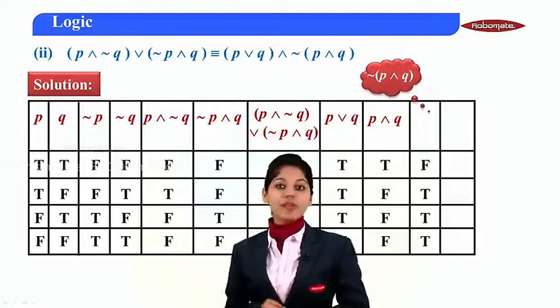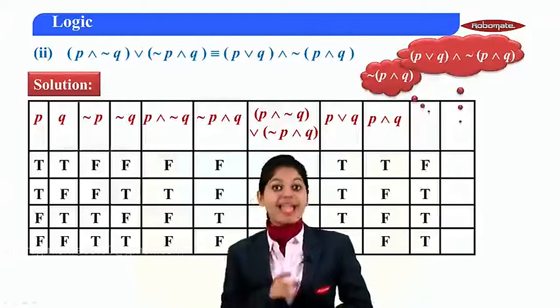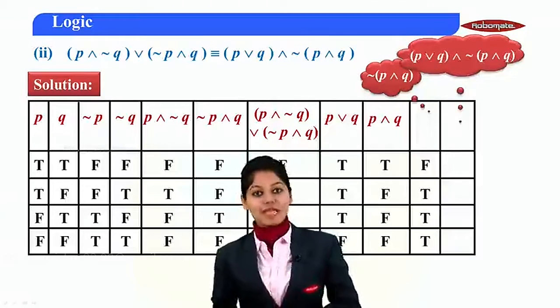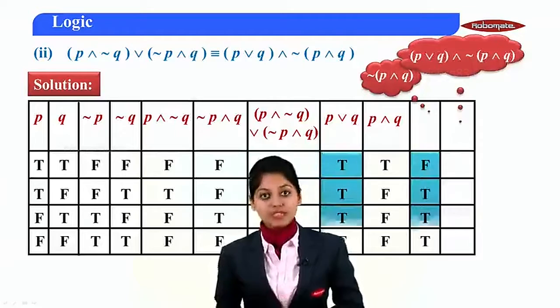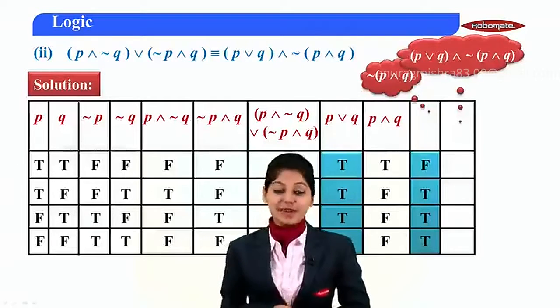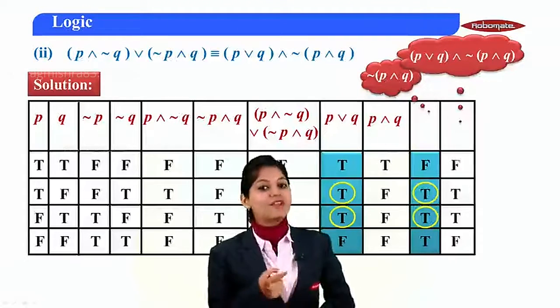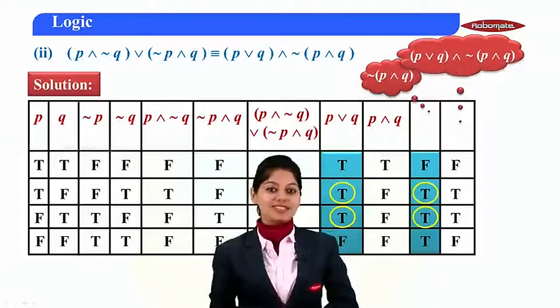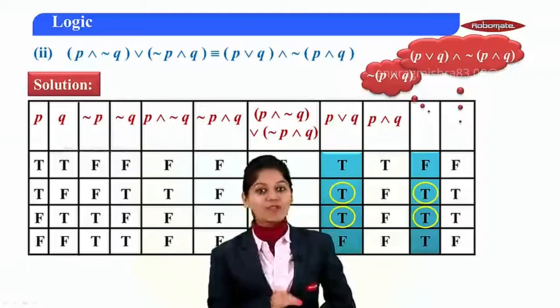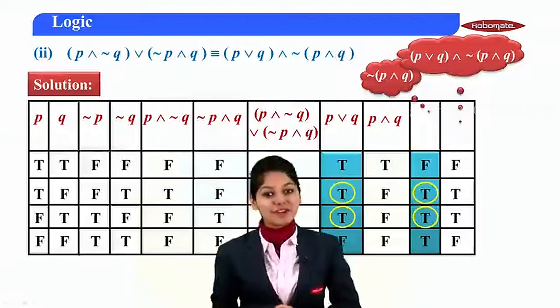So which are these two brackets now? P or Q, and negation of P and Q. So what we have to do is simply apply conjunction. And what does conjunction say? True and true, giving you true. While for the rest of the cases, false. So we have the truth value for the second statement pattern ready in front of you.